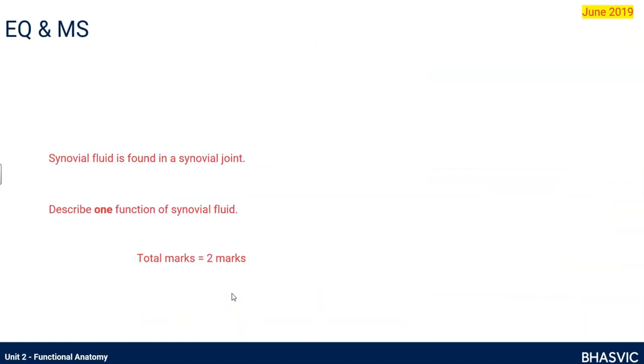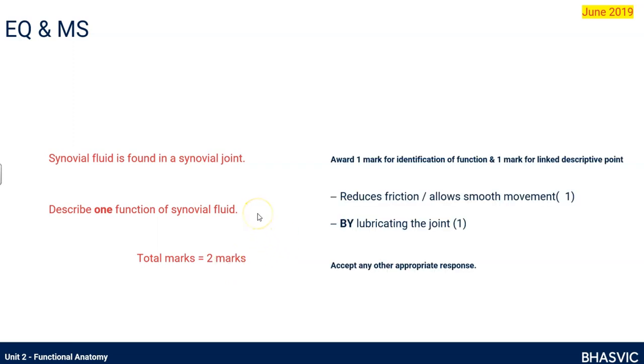Let's have a look at a couple of examples of exam questions then. Synovial fluid is found in a synovial joint, so it gives you that information, but it wants you to say, what's one function of synovial fluid? What job does it do? For 2 marks. So you've got to give a little bit of detail. Now let's look at how it answers. The function of synovial fluid is to reduce friction and or allow smooth movement by lubricating the joint. So you need to earn those 2 marks by saying what's the function and how it achieves that.